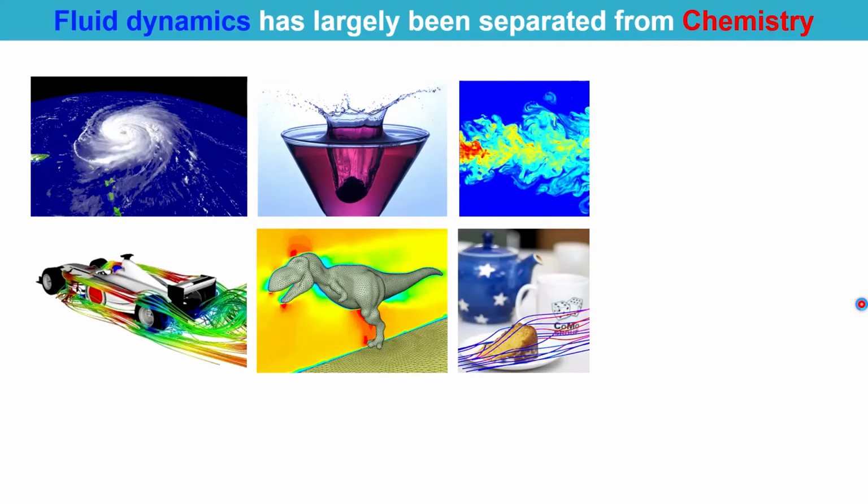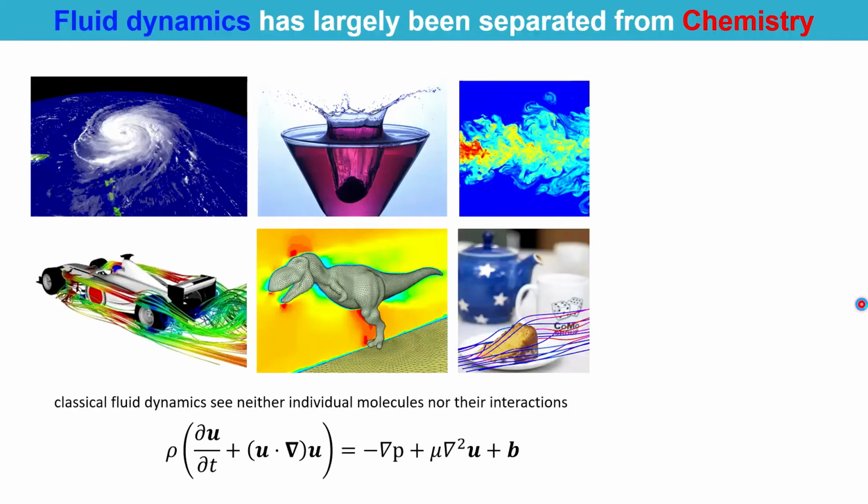So by and large, fluid dynamics has been studied and practiced for thousands of years. And most of the time, we focus on macroscopic behavior. It's fair to say that classic fluid dynamics does not see individual molecules or their interactions. This can be appreciated by looking at the governing equation of fluid flow, which is the Navier-Stokes equation. Here we show the Navier-Stokes equation for a classic Newtonian fluid.